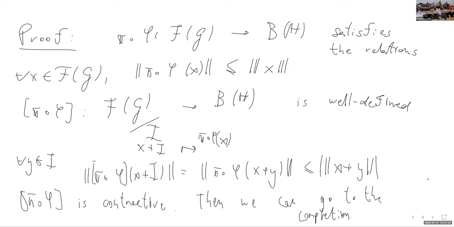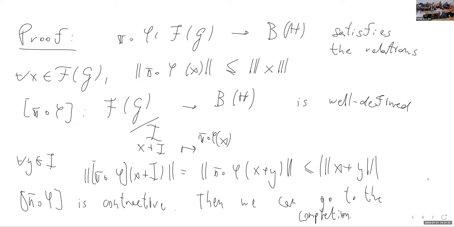Because for this class, or the map on the quotient, I can choose any representative. Pi is defined on the free algebra without any relation. Yes, and I think this kills this. Pi kills I, yes. So phi kills I as well.